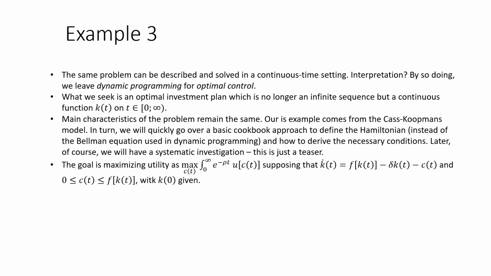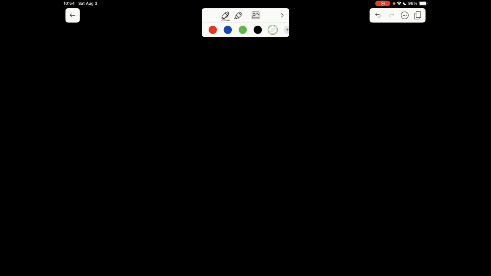So we will define the problem. We will identify the main characteristics of the problem. I will show you the Hamiltonian and the necessary conditions, and I will sketch how to proceed then. So let's see a sketch of the solution of the famous Cass-Koopmans growth model. The details are on the previous slide.